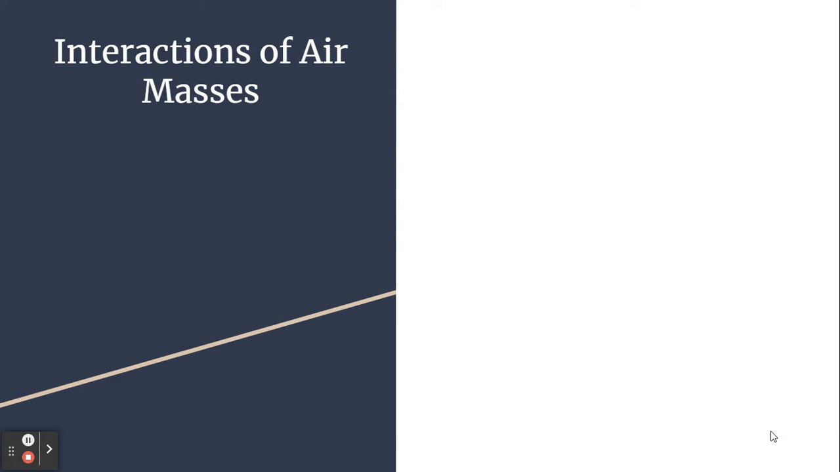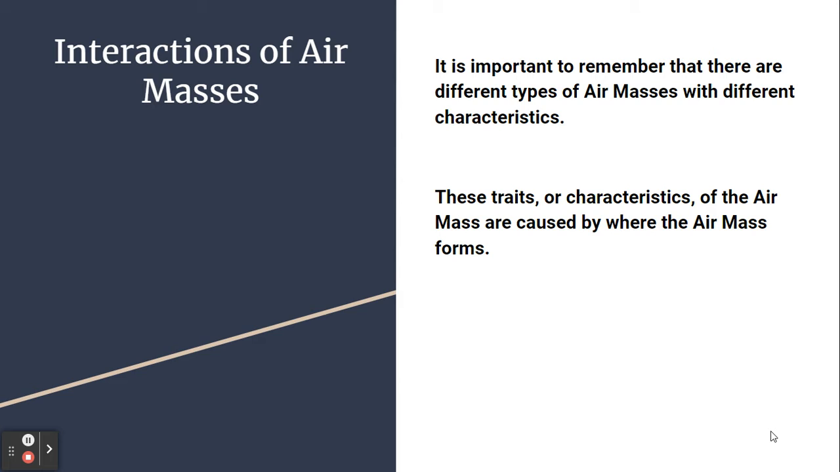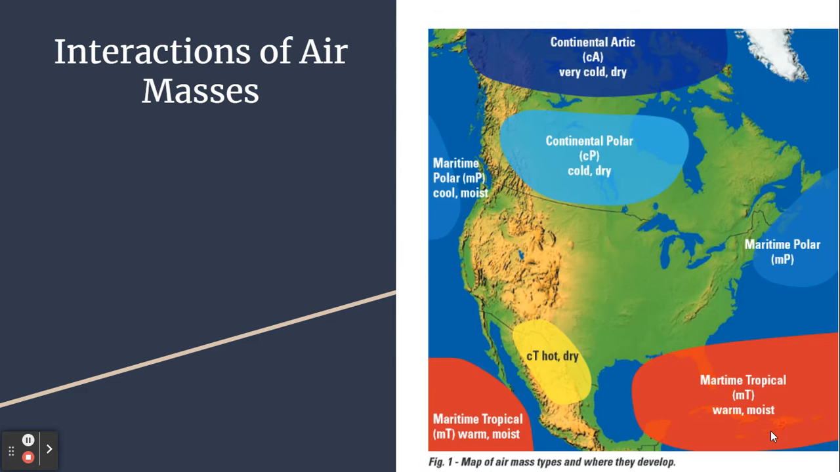As you might recall, air masses are large areas of air, and they form and can have different characteristics. The characteristics that they have depend on where they form. Air masses that form over a continent have different characteristics than air masses that form over the ocean.